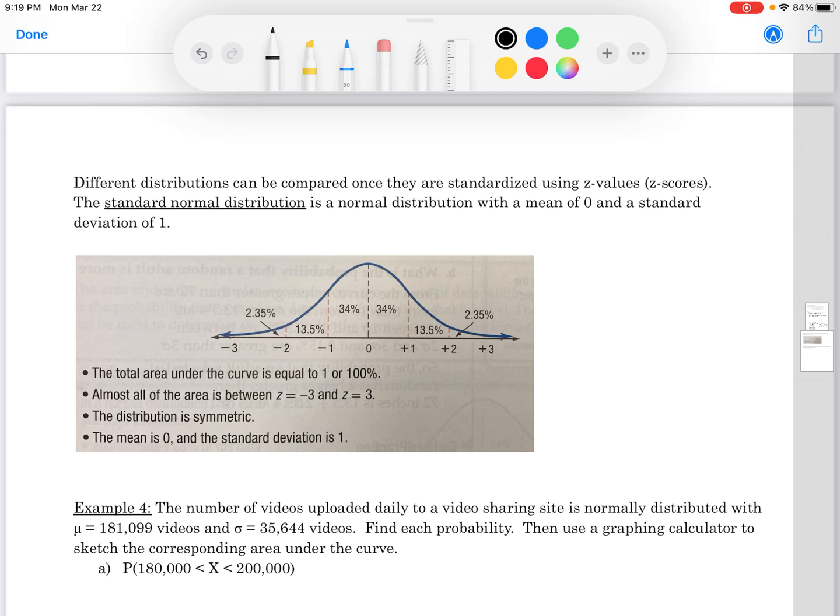So -1 is one standard deviation to the left. +1 is one standard deviation to the right. The distribution is symmetric, and here the mean is 0. A standard deviation is 1 unit.